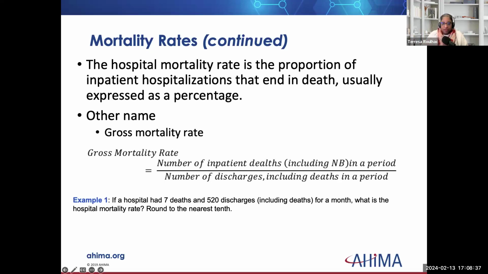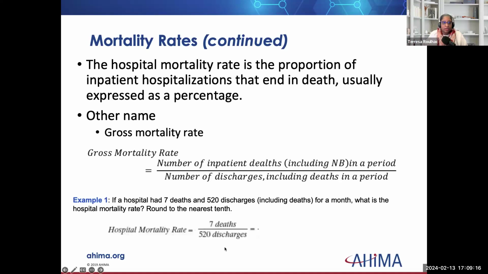looking at the gross mortality rate right off the bat, the hospital had 7 deaths and 520 discharges, including deaths for a month. What is the hospital mortality rate? And we're paying attention to this term right here, rounding to the nearest 10th. Now, to calculate the mortality rate, you can use that formula. Hospital rate, we have number of inpatient deaths, including newborn in a period, divided by number of discharges, including deaths in that same period. So you're adding what you do in the numerator, also again in the denominator.